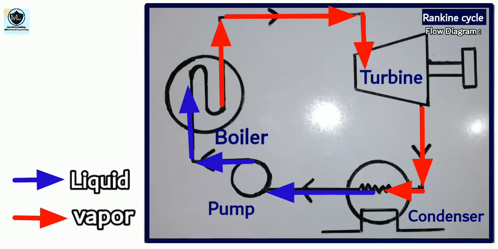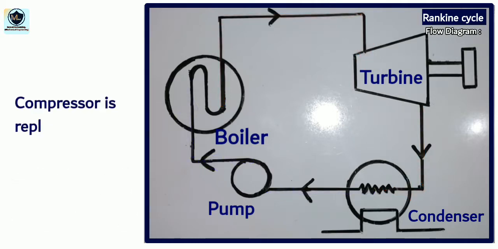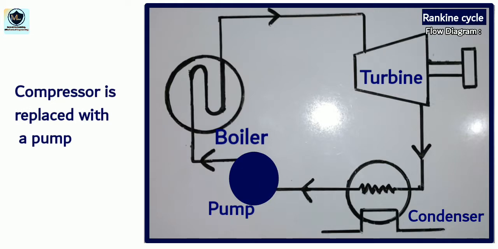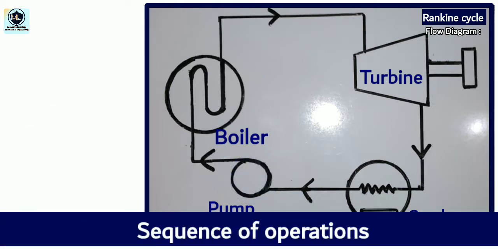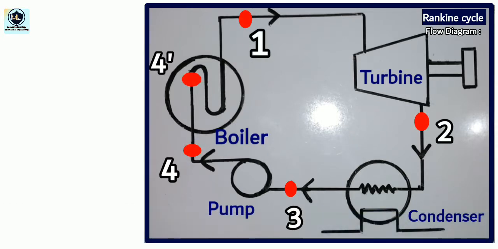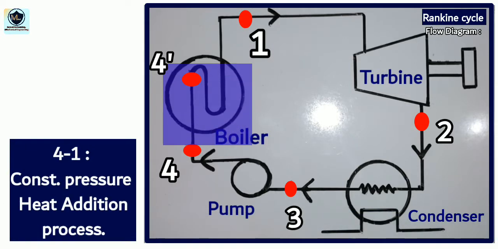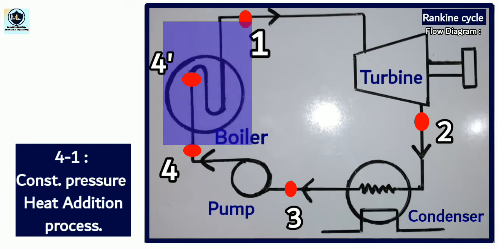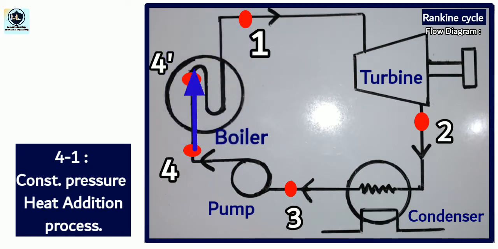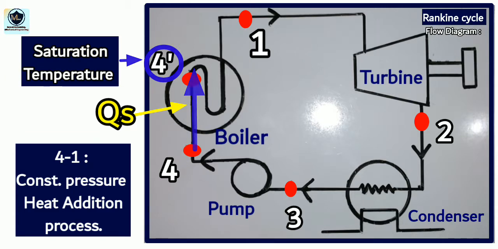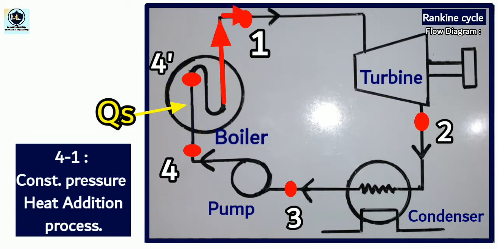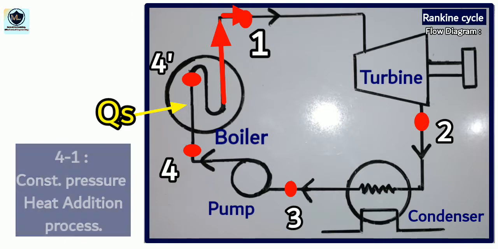If you see the flow diagram, you might observe a small change when compared to the flow diagram of Carnot cycle. That is, compressor is replaced with a pump. Moving on to the sequence of operations, consider 4 points in the flow diagram. Here 4 to 1 represents constant pressure heat addition process. When high pressured water enters the boiler, initially temperature rises from 4 to 4'. Here 4' is saturation temperature and remains constant during evaporation, that is 4' to 1.